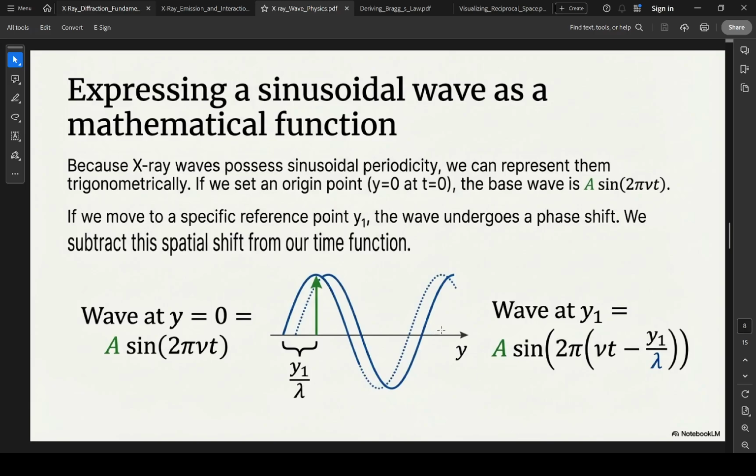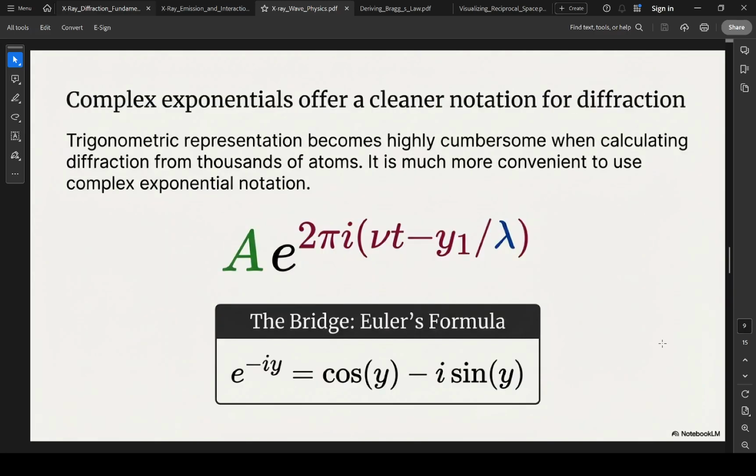Since X-rays are sinusoidal and periodic, we can represent them trigonometrically, such that the wave intensity is A sine 2 pi mu t, and at a different point it will be sine of 2 pi mu t minus y1 by lambda. It can then be represented in Euler's form as A e to the power 2 pi iota (mu t minus y1 by lambda).